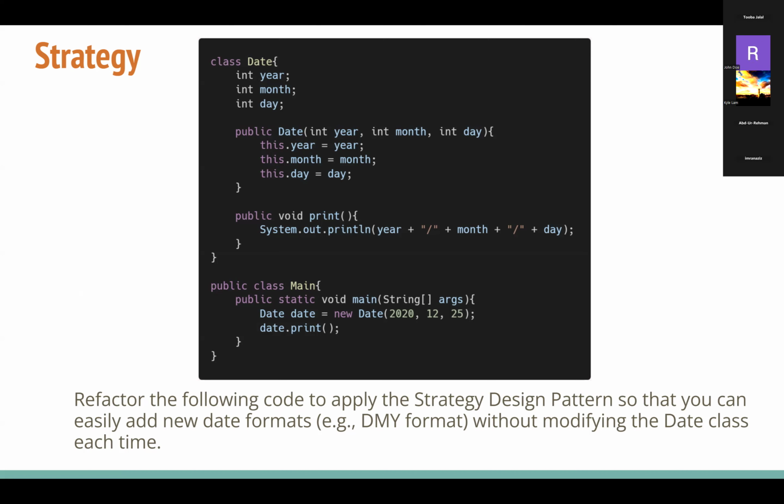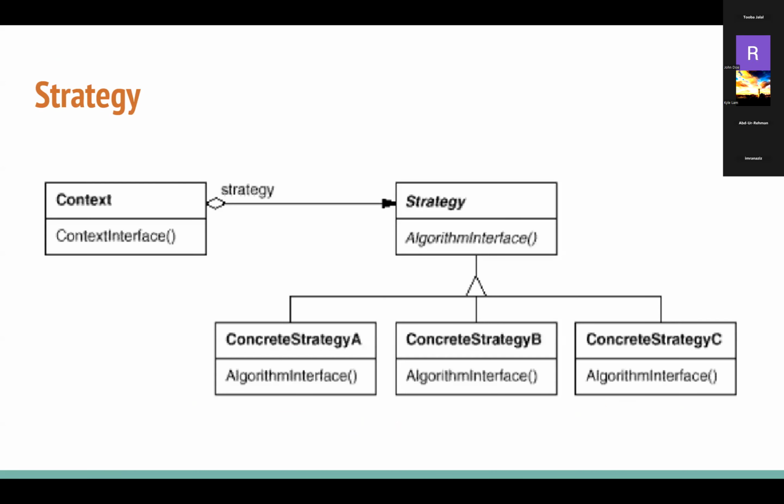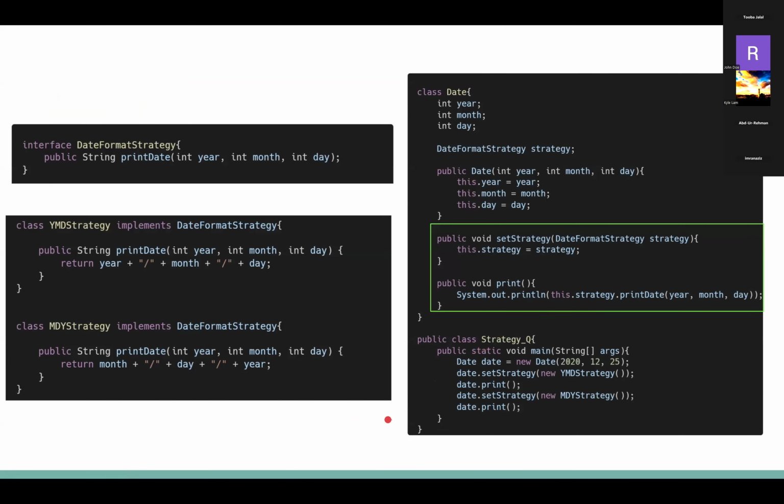Okay, so we'll take it up together. Just as a refresher, this is how a strategy design pattern looks. What you need first is an interface for the strategy that you will be using. So it will be this box right here. Then there will be some concrete strategies that will implement that interface. So here's how it will look.